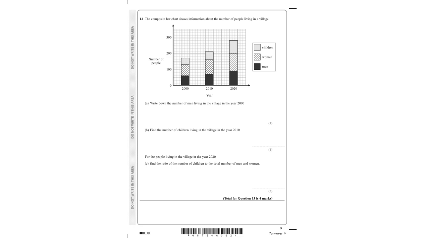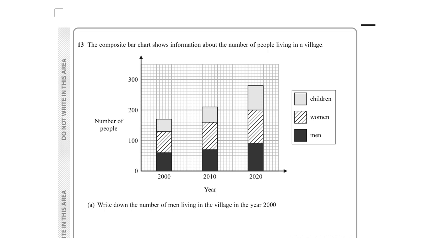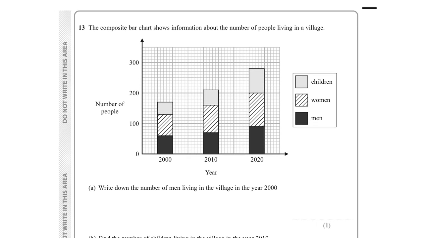We've got a composite bar chart this time, showing the number of people living in a village. Alright, so we've been given a little key on the side. Right, so children are these grey ones, women and men. Okay, and it says write down the number of men living in the village in the year 2000. So we're looking at this 2000 one here.